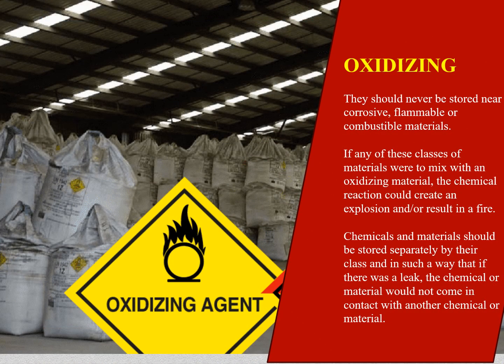Oxidizing materials should never be stored near corrosive, flammable, or combustible materials. If these classes of materials were to mix, the chemical reaction could create an explosion or fire. Chemicals should be stored separately by class to prevent contact in case of a leak. It's like keeping your cleaning supplies separate. Mixing the wrong ones together can be dangerous, so they need to be stored in their own space.